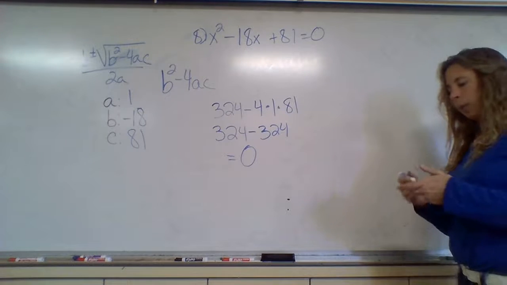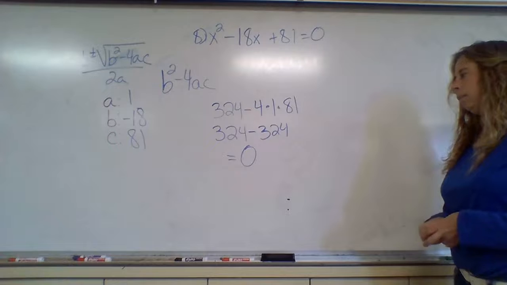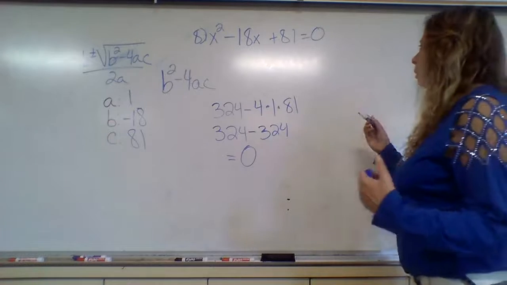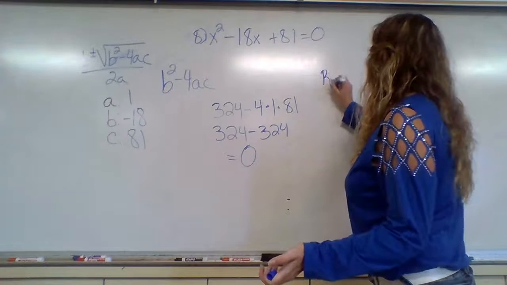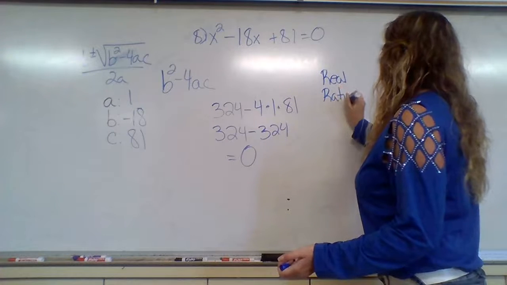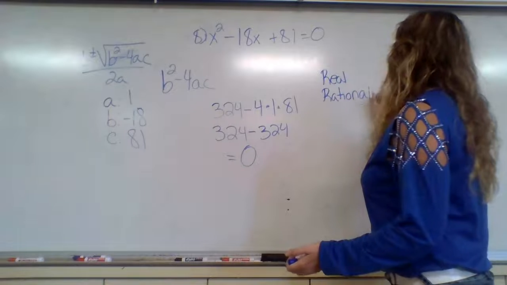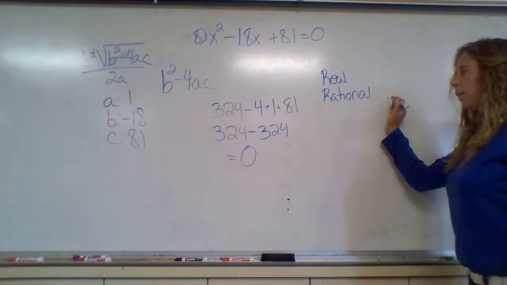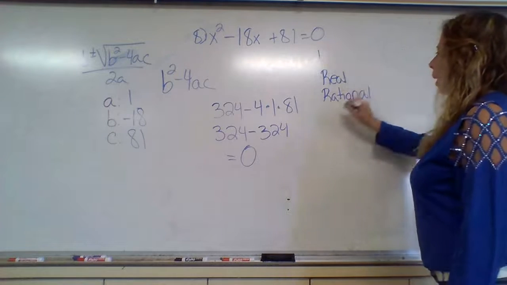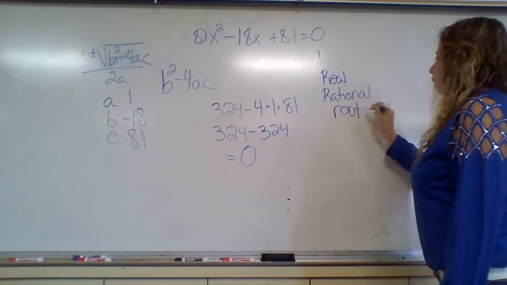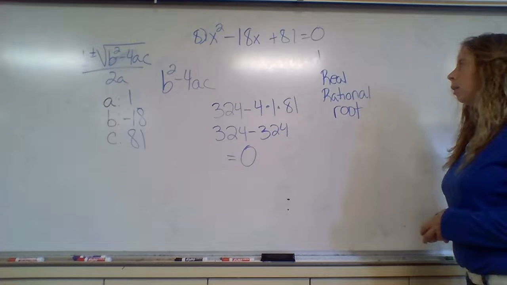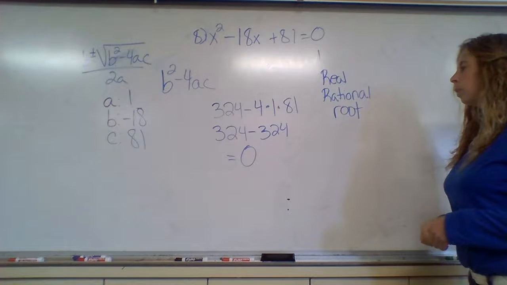So if your discriminant is equal to 0, what does that mean? It means real. 0 is a perfect square, so it's rational. Okay, and then how many are there? 1. 1 real rational root. When your discriminant is 0, that means there is only one real rational root. All right.